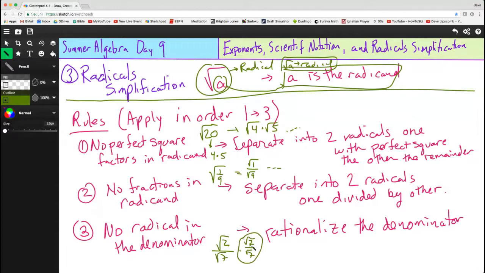Multiplying by 1, square root of 7 divided by square root of 7 is 1. So it doesn't change the value, but it's going to get rid of the denominator, get rid of the radical in the denominator at least.